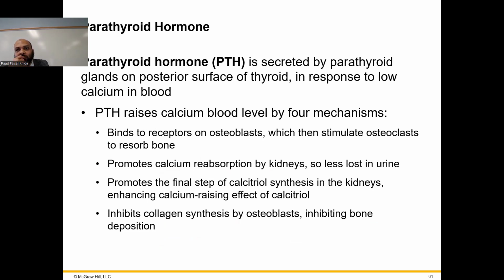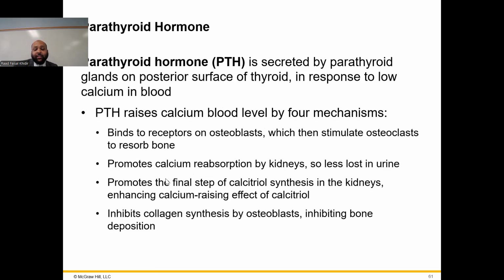Yes. The parathyroid hormone raises calcium by 4 mechanisms. The first one is it binds to receptors on the osteoblast, which then stimulate osteoclasts to resorb the bone. They promote calcium reabsorption by the kidneys, and they prevent the calcium loss in the urine, because we want to conserve calcium in the urine.